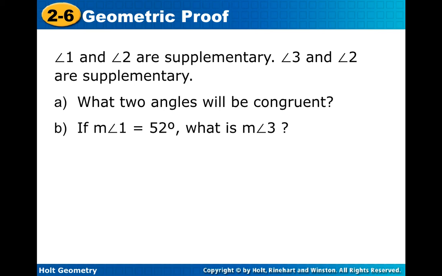So here's an example. I'm going to pause and let you read through and figure out what the answers are. If you started it back up, you can always draw a picture if you want to. The angles that are congruent would be 1 and 3. Because according to the directions, 1 and 3 are both supplementary to angle 2. So this theorem says 1 and 3 would be congruent. So then if 1's 52 degrees, wouldn't angle 3 have to be 52 degrees also?